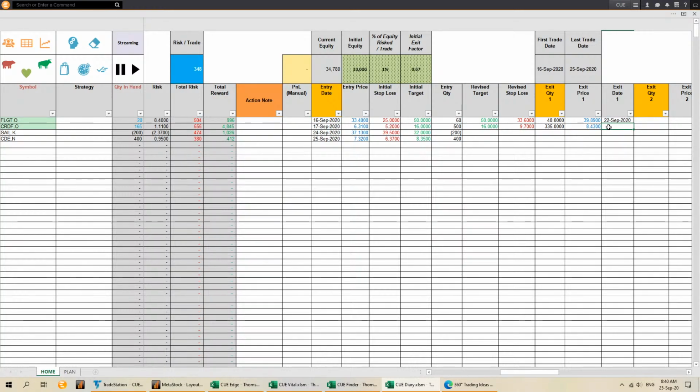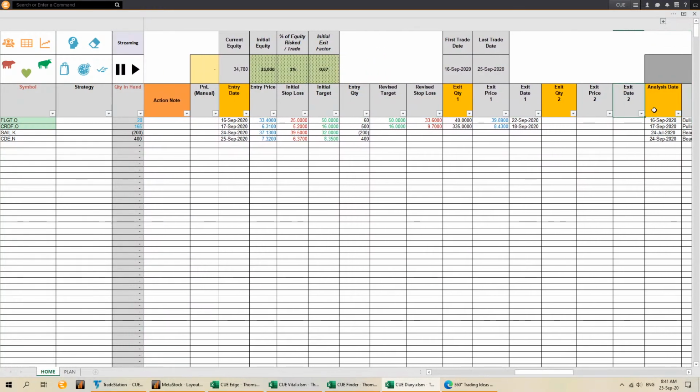Let's say I remember the next day. I explained this in the earlier YouTube live sessions also. So 18/9 was the initial exit. When I exited the partial position, I logged that here: exit quantity, exit price, exit date 1. A partial position is still left. Once I exit that, I am going to log it under exit quantity 2, price 2 and date 2.